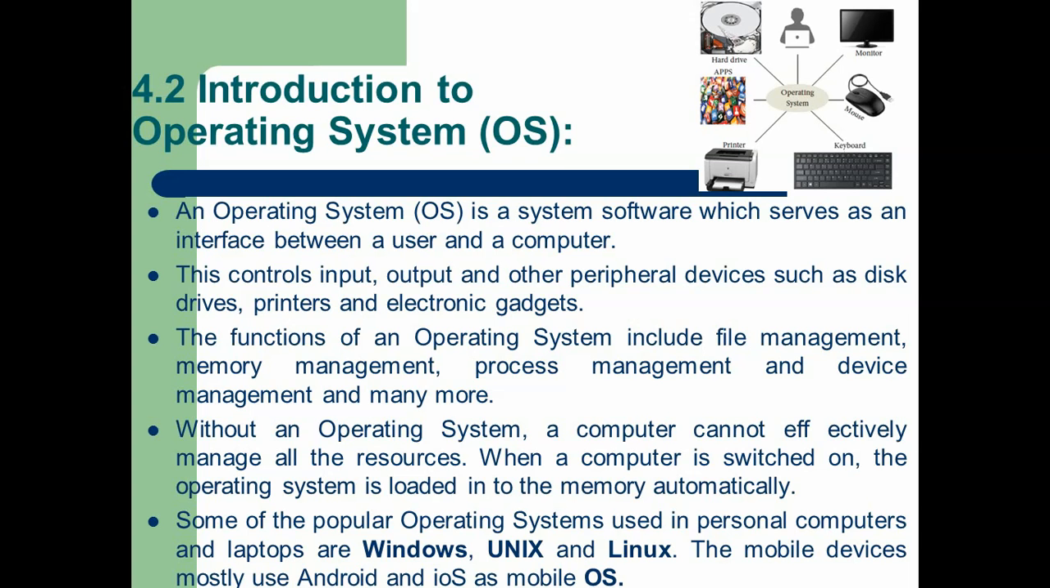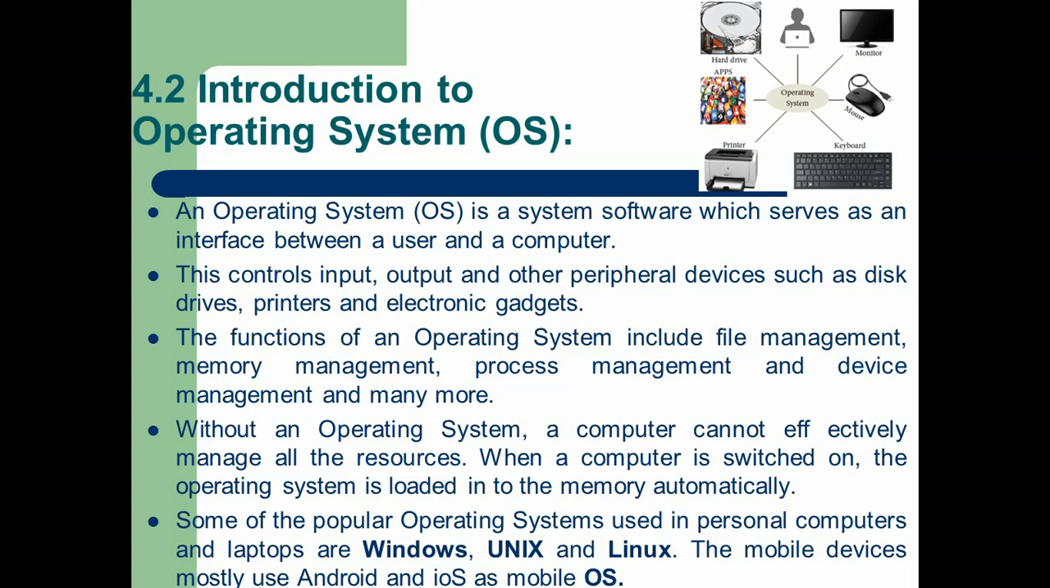Next, the functions of operating system include many things, in which file management system, memory management system, process management, device management, and many more, which we are going to discuss in this chapter. These are some examples of functions of operating system. Next, without an operating system, a computer cannot effectively manage all the resources. Here resources refers to hardware as well as application software. So it means the hardware and application software like MS Word and VLC player are also dependent on the operating system. From these points we can understand the role of operating system.